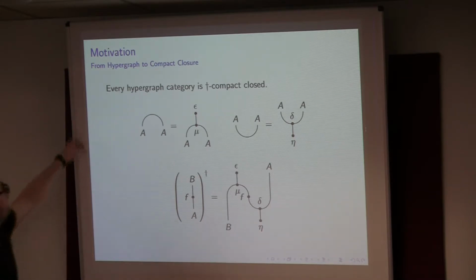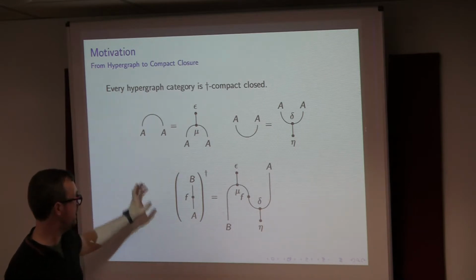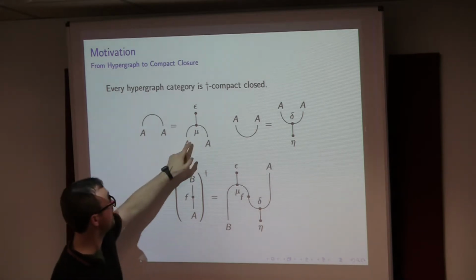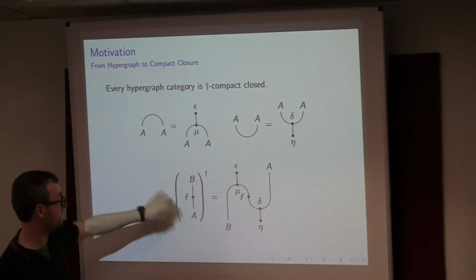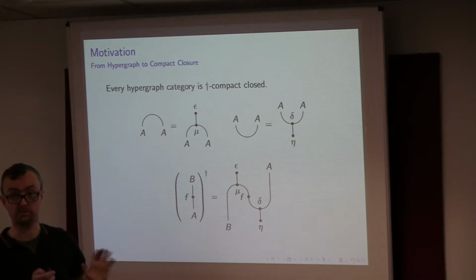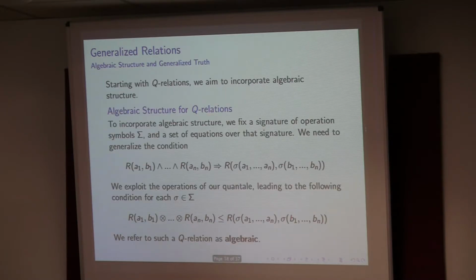Okay, and it turns out every hypergraph category is a dagger compact closed category by building our cups and caps out of the various bits of algebraic structure we've assumed on each object, and the dagger is just given by transposing things, which works properly because of the compatibility conditions in the description of the hypergraph category. So that's the way we're getting our hands on compact closure.